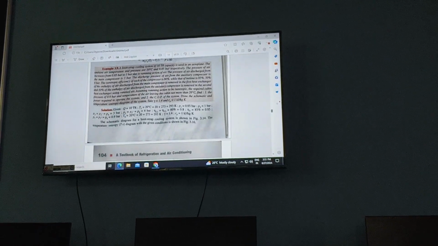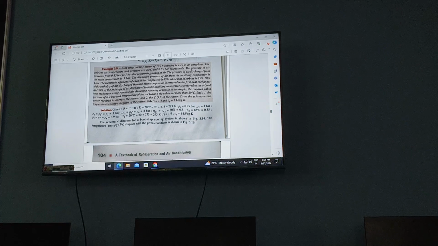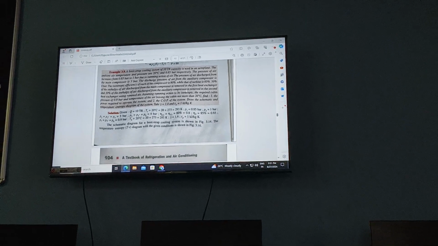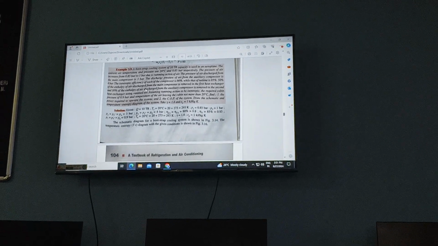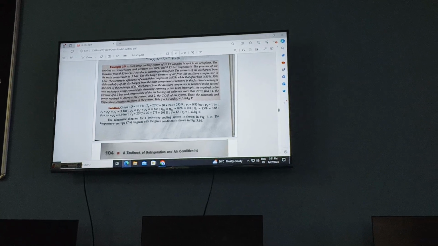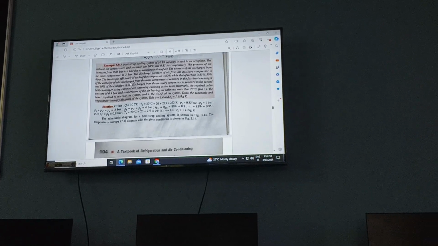Here they have mentioned the first heat exchanger and the enthalpy of air. Here enthalpy is reduced by 30%.